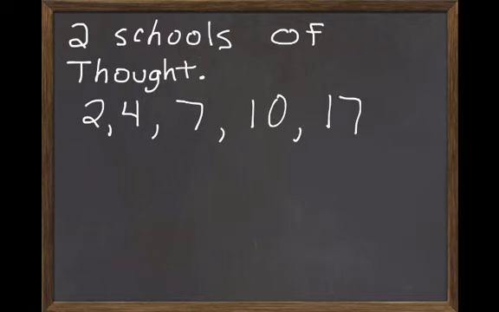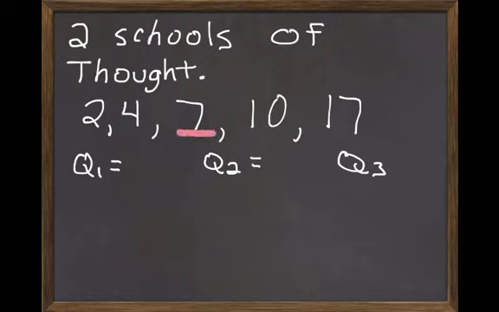Okay, so now there are two schools of thought when dealing with Q1, Q2, and Q3. The first one is the traditional one, I think. I was taught this in school, and I always went by it. When we calculate the median, the Q2, I used an odd set of numbers. There are 5 numbers here, so we actually have a median, which is 7. I'm going to write that right there.